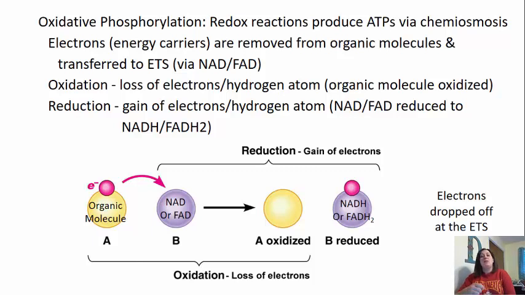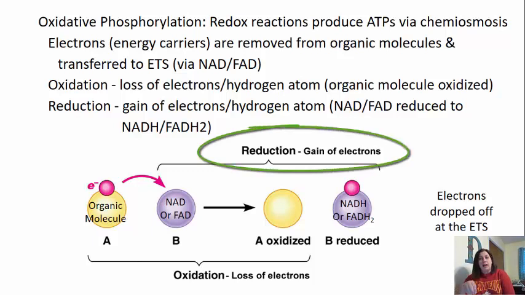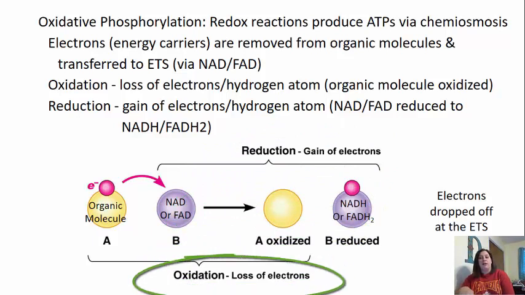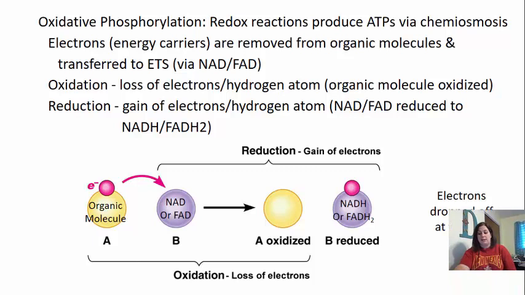Okay, this is where NAD and FAD get reduced to NADH and FADH2 because they accepted the electrons. All right, so if you look here in this example, it shows you the reduction part, where they've gained the electrons, and then the oxidation part is when they've lost the electrons. Now these electrons are going to be dropped off at the electron transport system.